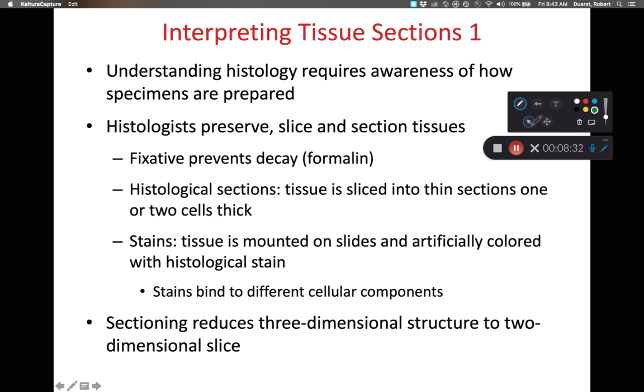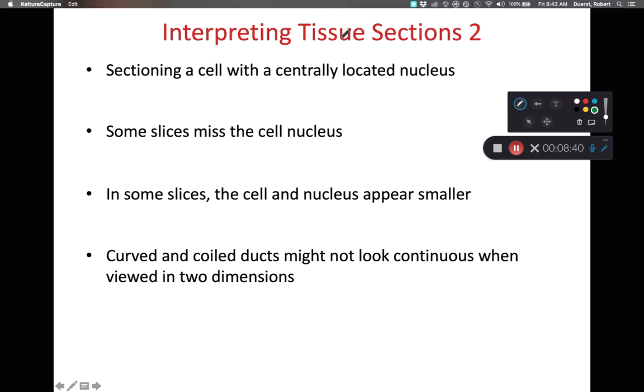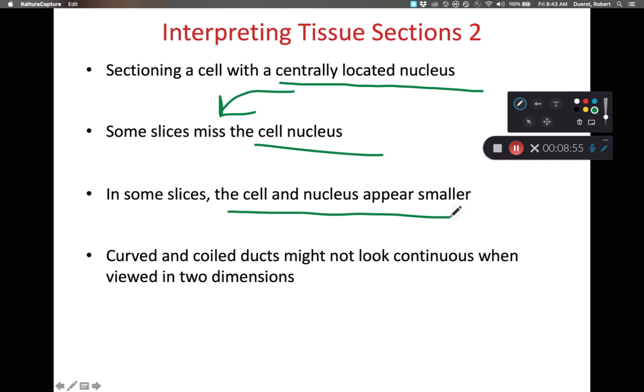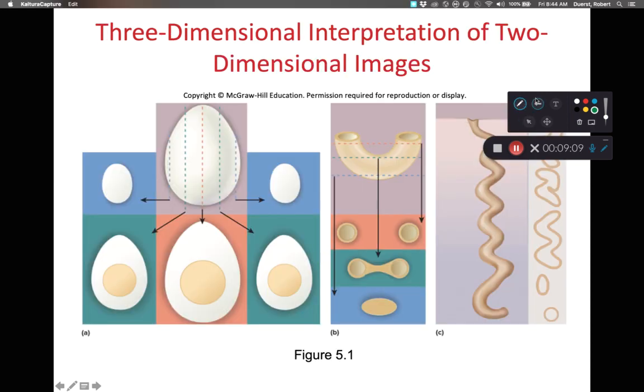And when we look at this two-dimensional slice, we are typically going to have a lot of problems. If we have a cell with a centrally located nucleus, some slices are going to miss the nucleus. Either the nucleus would have been above or below, so you just won't see it. So in some slices, the nucleus and cell are going to appear smaller just based on how it was sliced. And then if we have curved or coiled tubes or ducts, they might not be continuous when you look at them in 2 dimensions. This slide really is referencing these pictures right here.